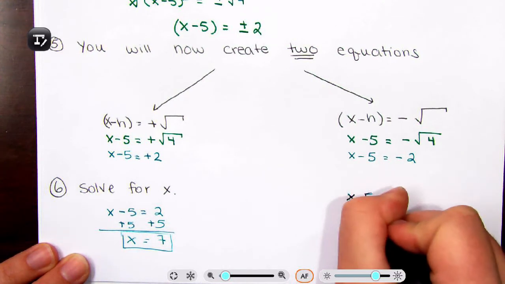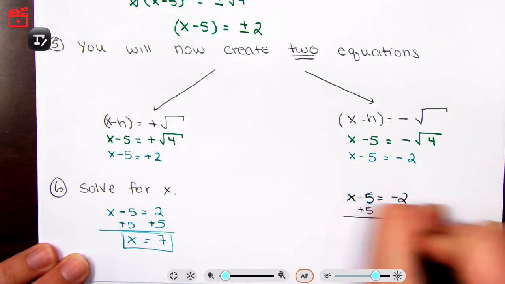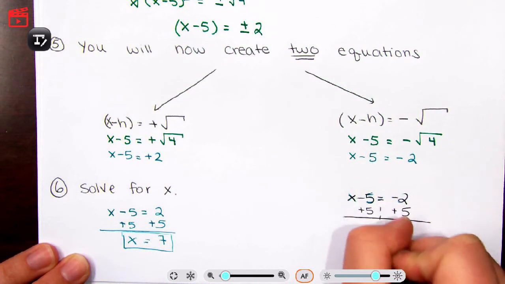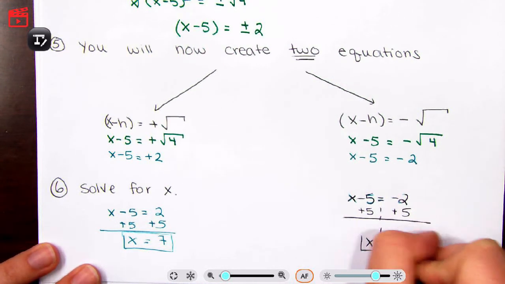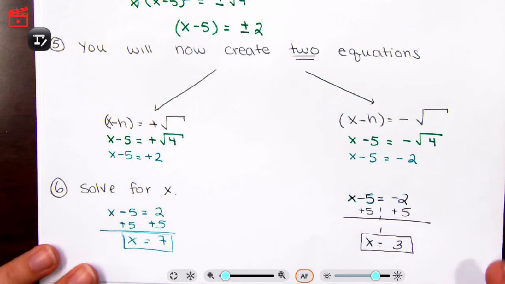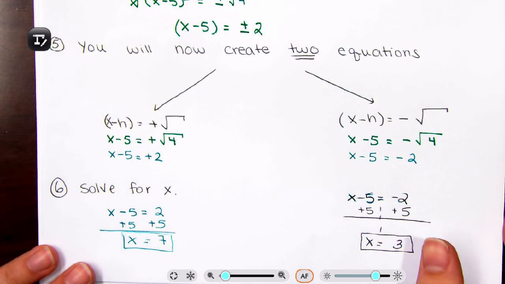Now I'm going to add 5 to both sides. Since I have a negative 2 now, I have x is equal to 2, 3, 4, 5. That is a positive 3. So a little bit different than the one before. Make sure that when you're taking the square root of something, you remember that you always have a positive and a negative of that value.